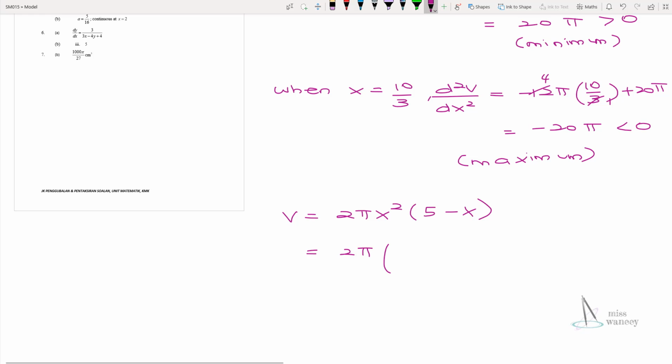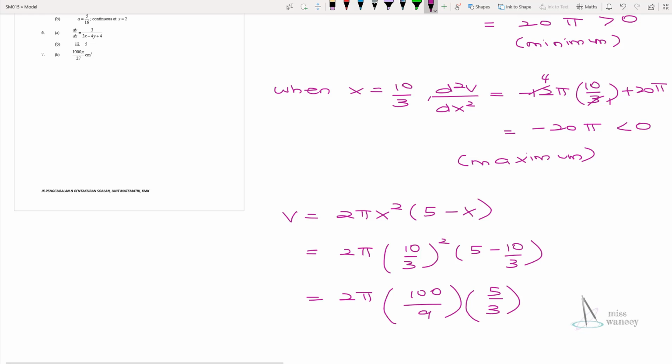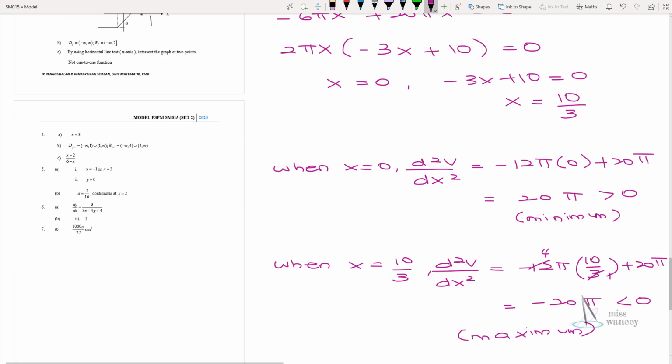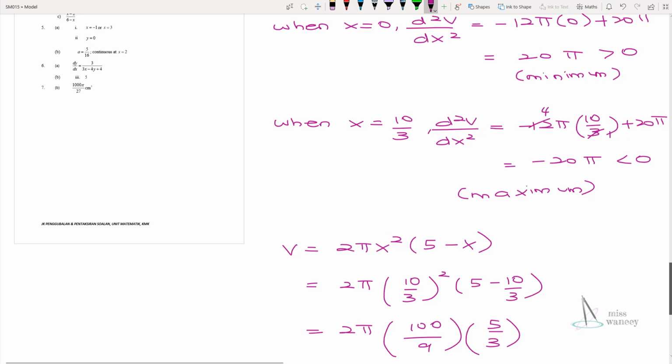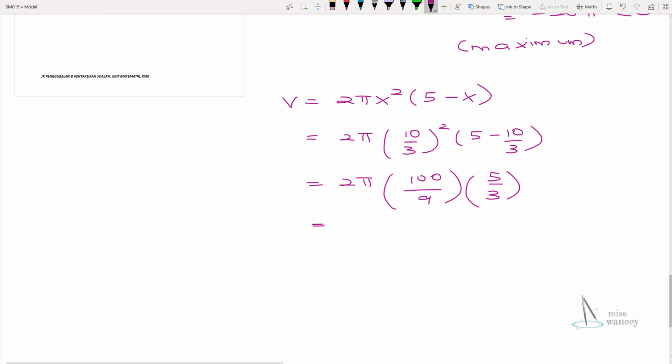So 2 pi, 10 over 3 square, 5 minus 10 over 3. Okay, so this is 2 pi and 100 over 9. This is 15, so this is 5 over 3. So what do we have is, oops, so 200 times with, so this is 1000 pi over 27. Okay, so this is our answer. So that is actually the maximum volume.